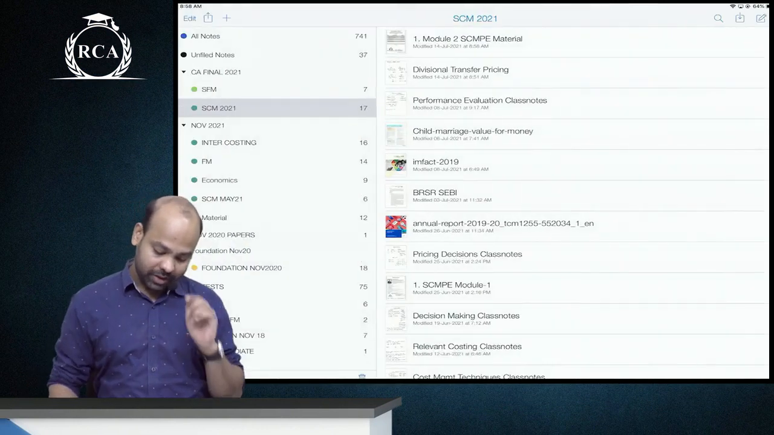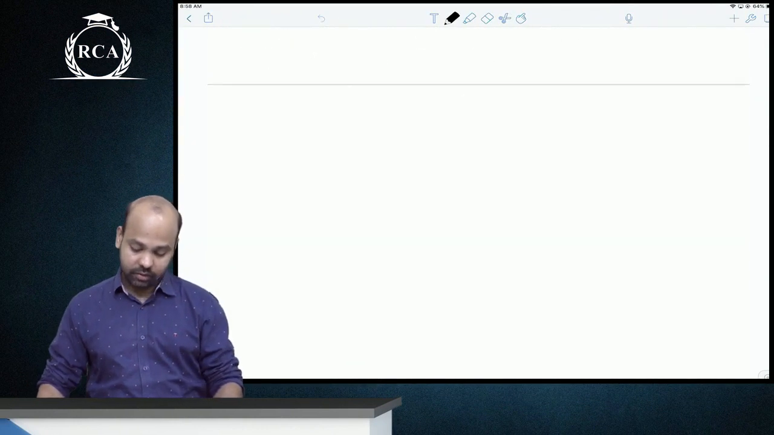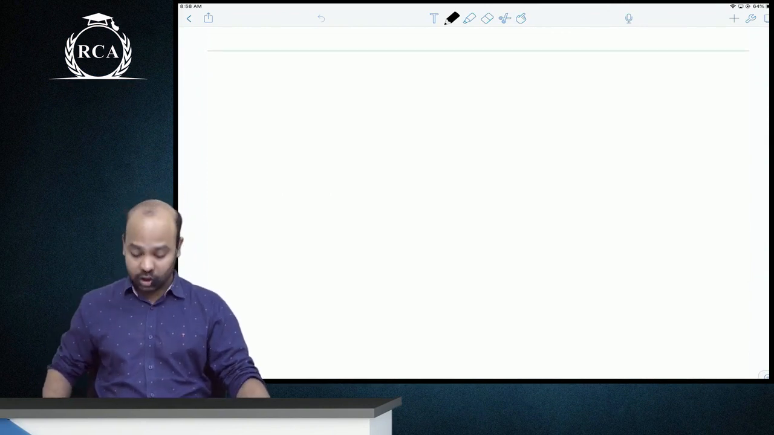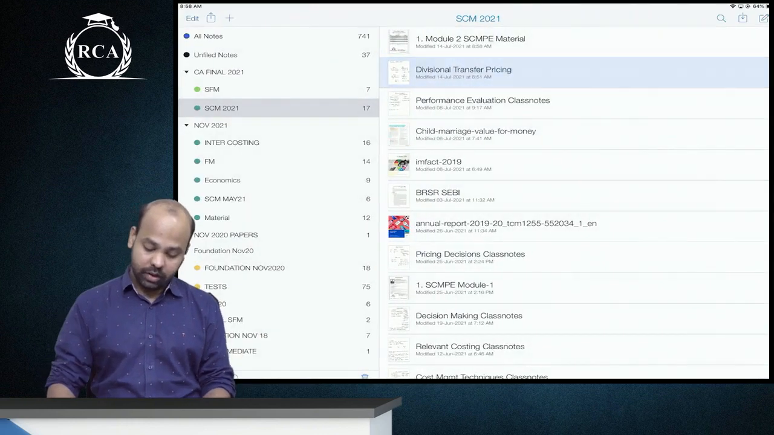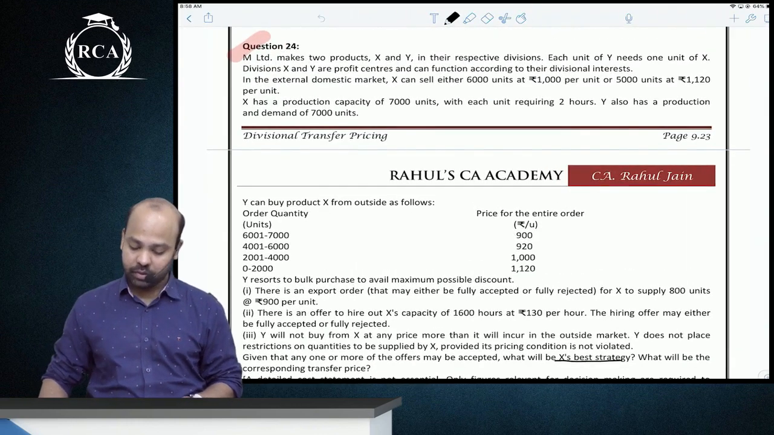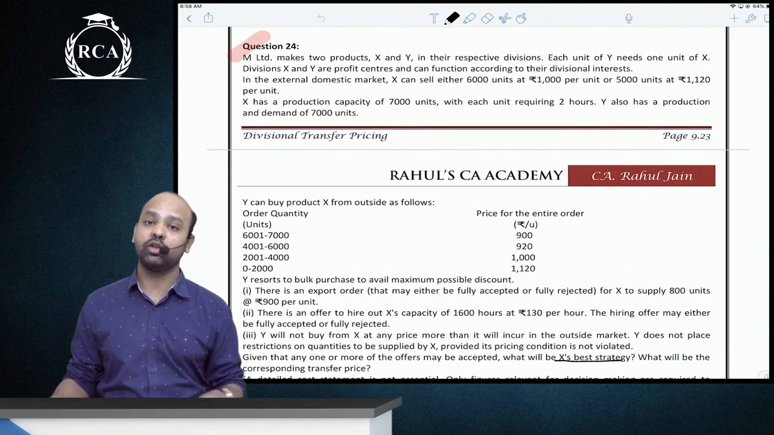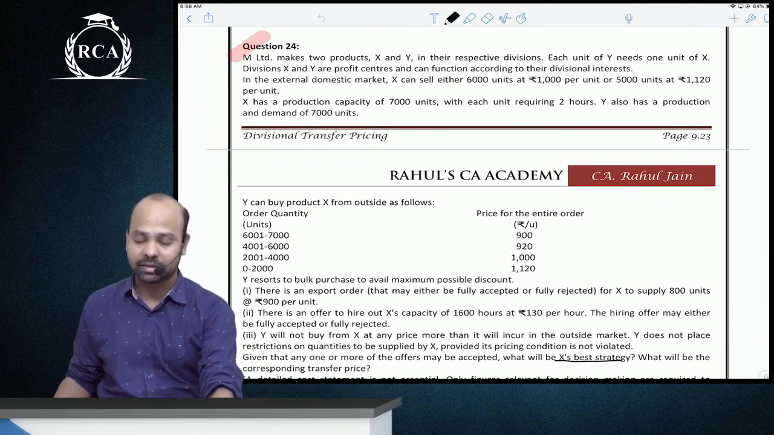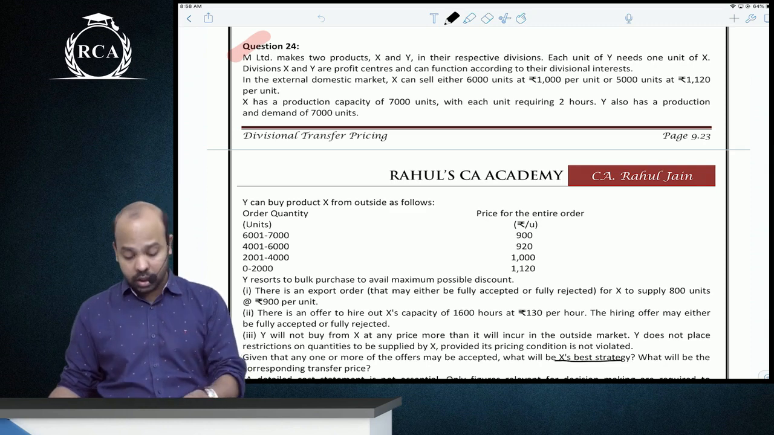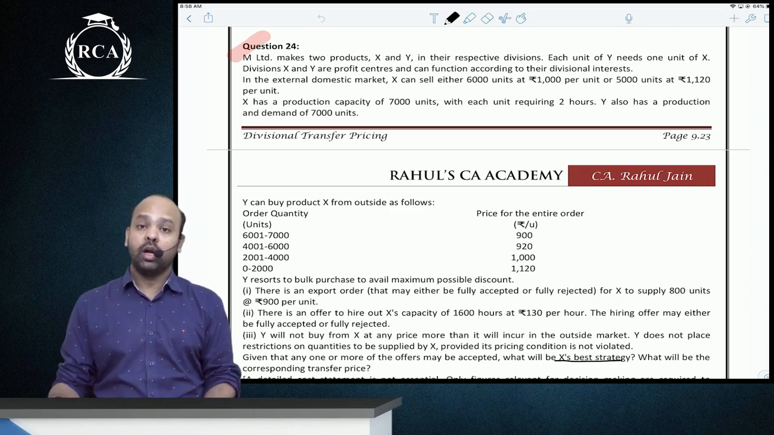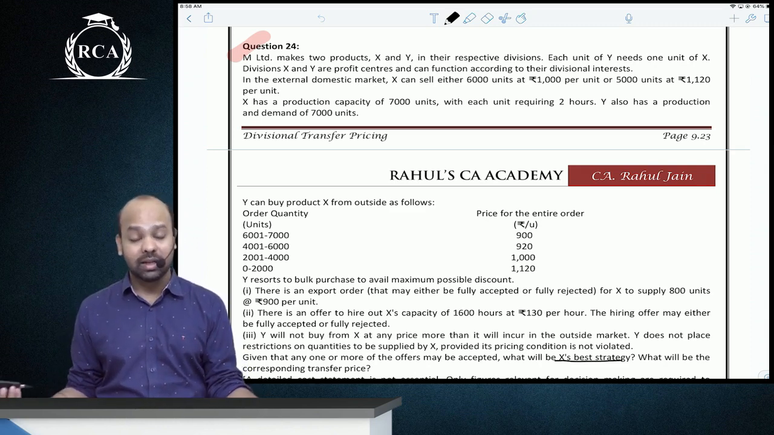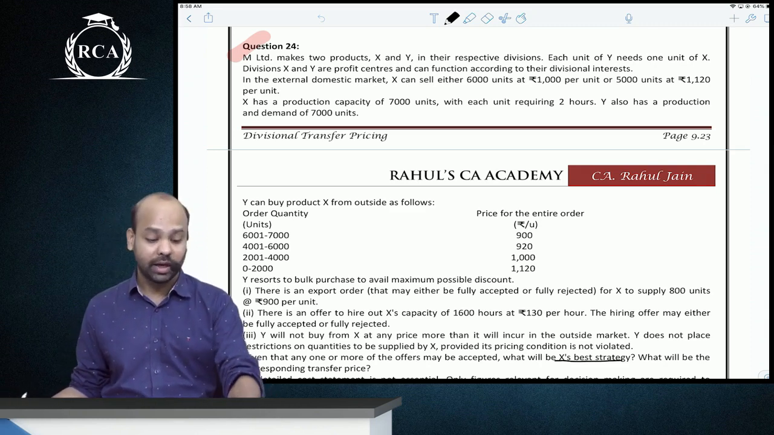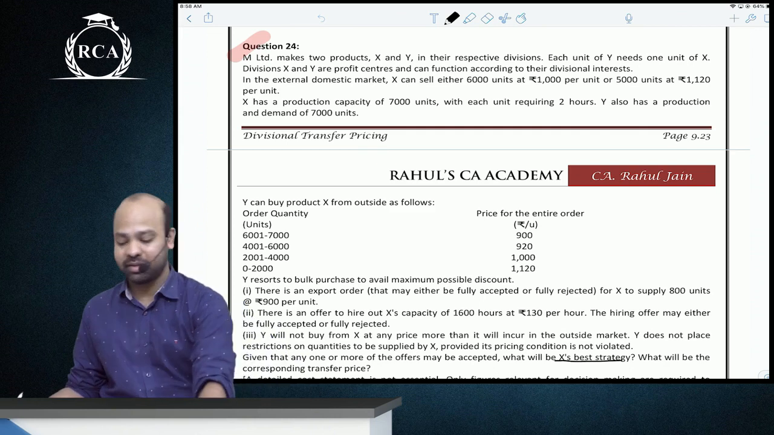What are all the options that are available to division X? If you look at the question, we have an option of selling 6,000 units in the external market at 1,000 rupees per unit. Otherwise, we can sell 5,000 units at 1,120 rupees. We will decide what is beneficial to the company.